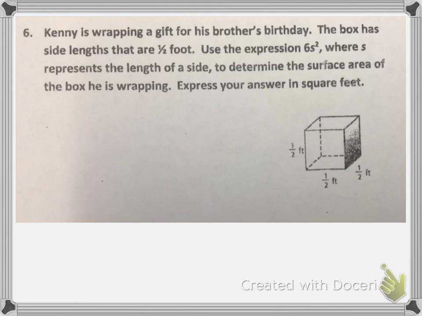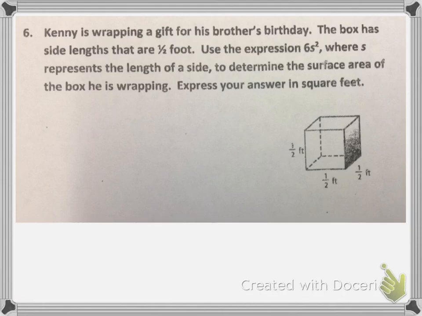Kenny is wrapping a gift for his brother's birthday. The box has side lengths that are 1/2 of a foot. Use the expression 6s squared, where s represents the length of a side, to determine the surface area of the box he is wrapping. Express your answer in square feet.